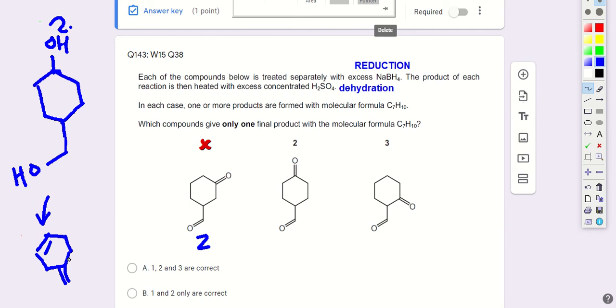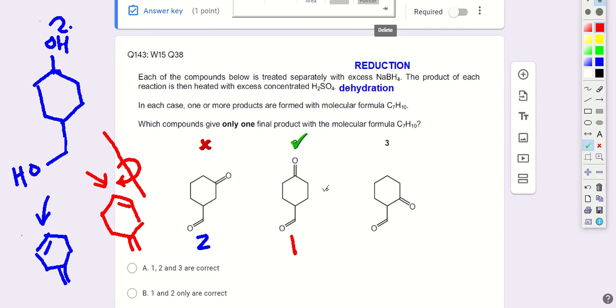This is my first C7H10 product. Now let's do another one. We remove hydrogen from the right hand side carbon here. This one is still the same, but now the double bond is here. Can you see that these two are actually the same molecule? Why? Because if I rotate this along this axis, it will become this compound. So they are actually identical. So compound number 2 actually gives us only one final product because they are the same thing. So yes, number 2 is one of the answers.